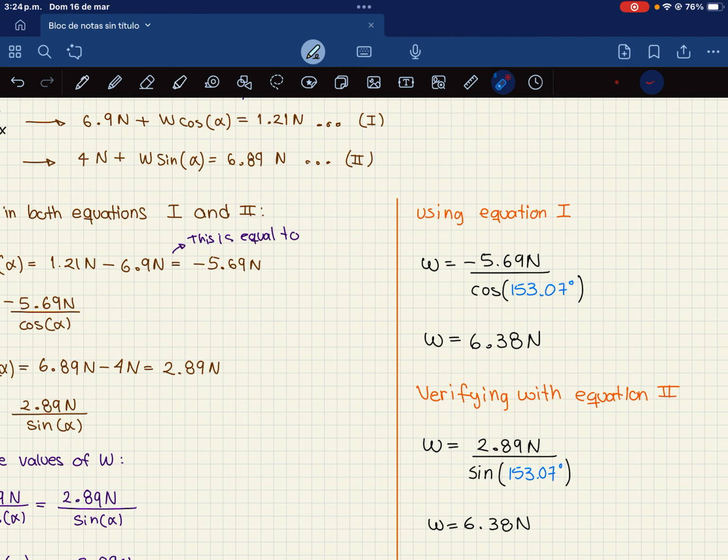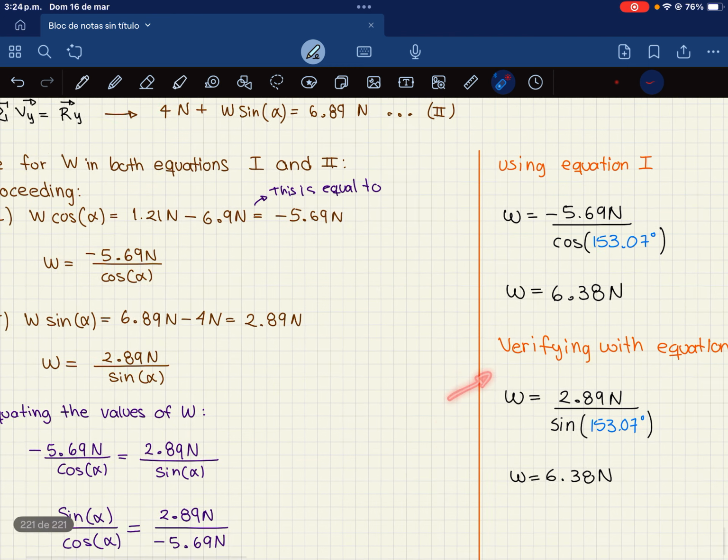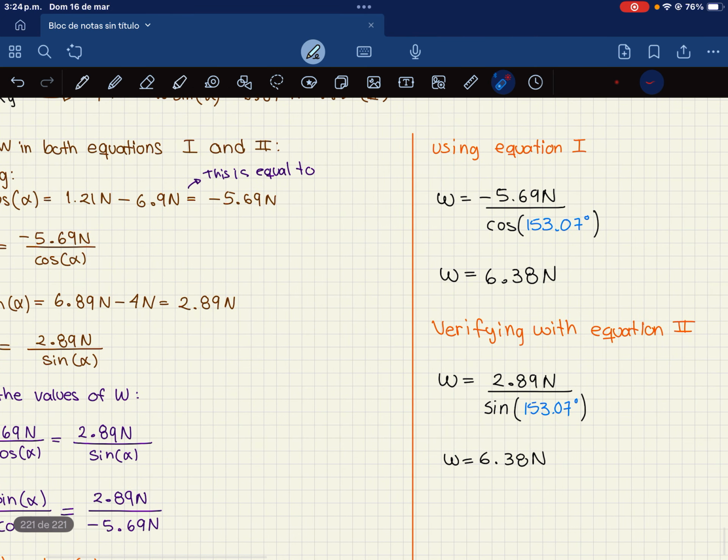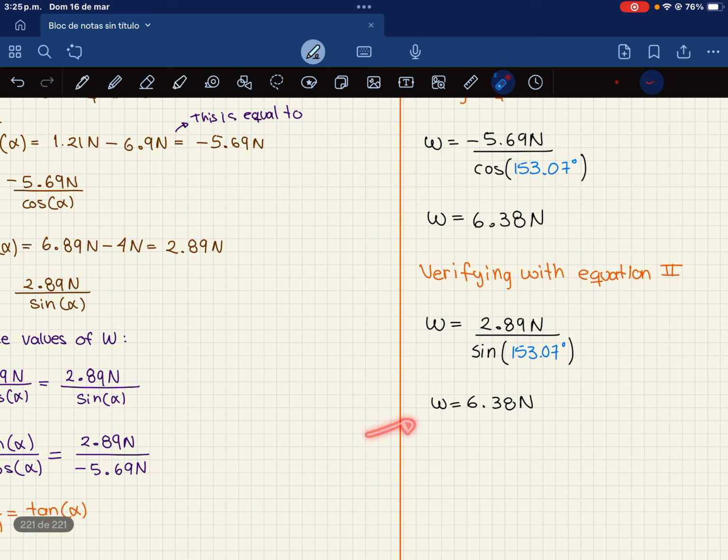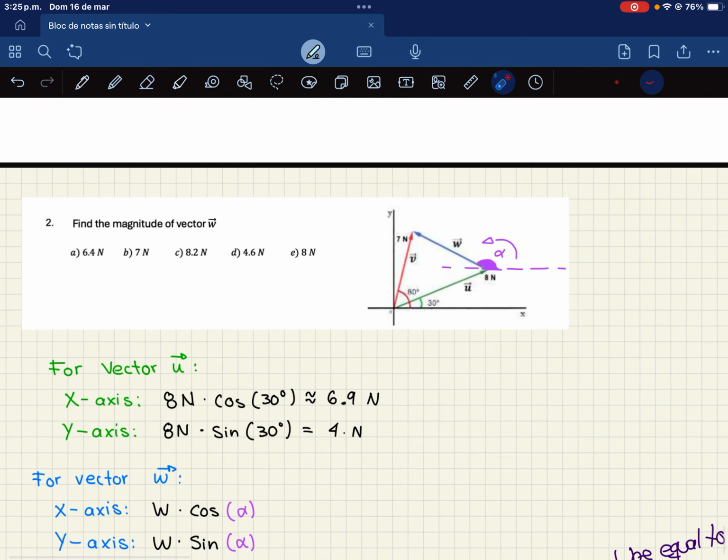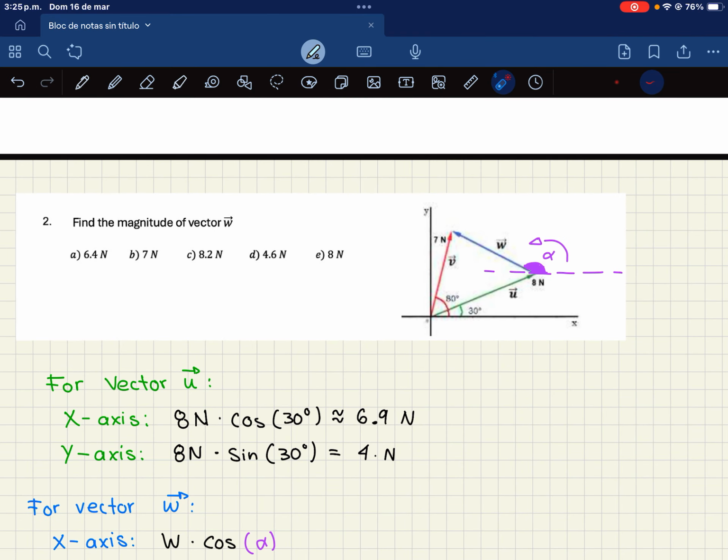Well, and verifying with equation 2, W is equal to 2.89 newtons divided by sine of 153.07 degrees. We have the same. W is equal to 6.38 newtons, which is our answer. Therefore, the correct answer is option A, as it is the closest considering error margins.